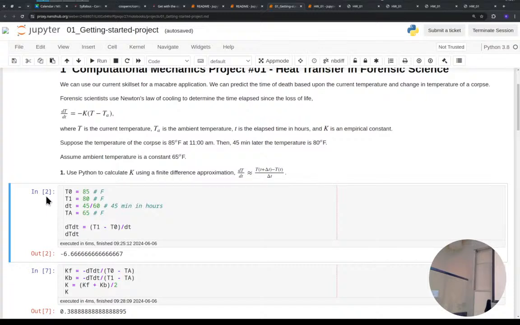You don't have to. You can use it as long as it's consistent units. Yeah, 45 minutes in hours. You can use minutes if you want.